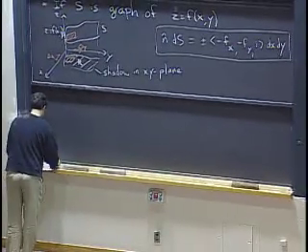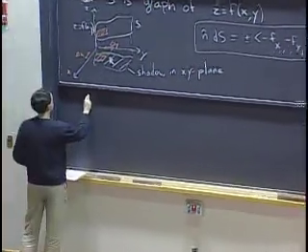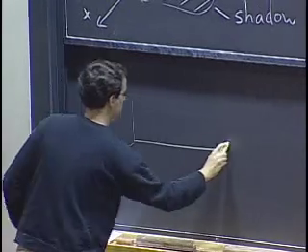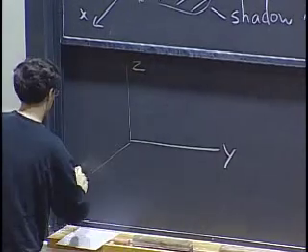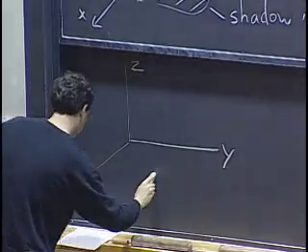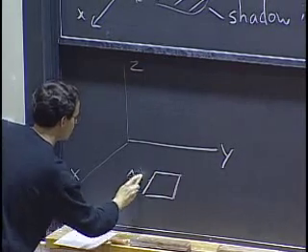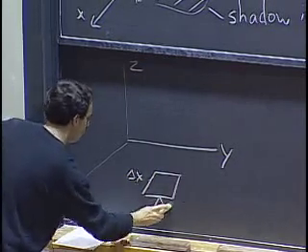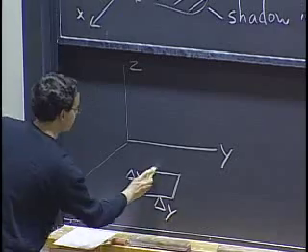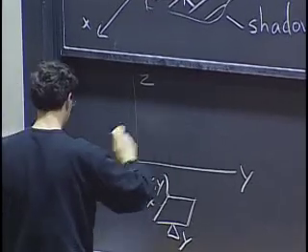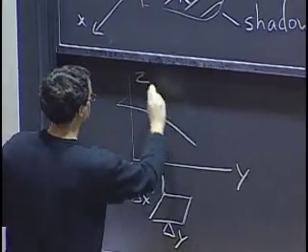So let's say I'm going to look at a small piece of the xy plane. Here I have delta x, here I have delta y, and I'm starting at some point (x, y). Now above that, I will have a parallelogram on my surface.